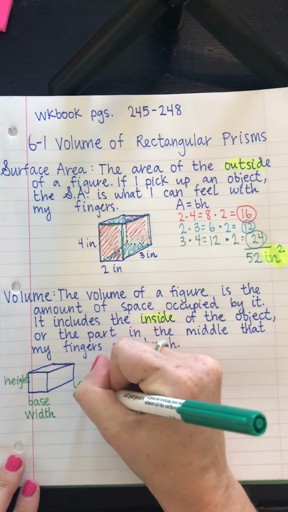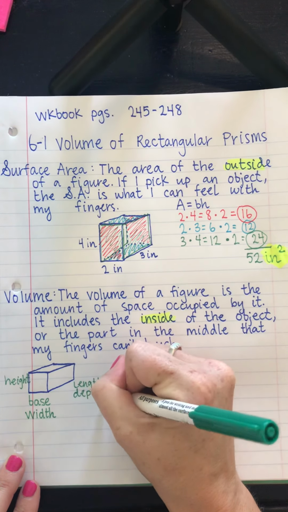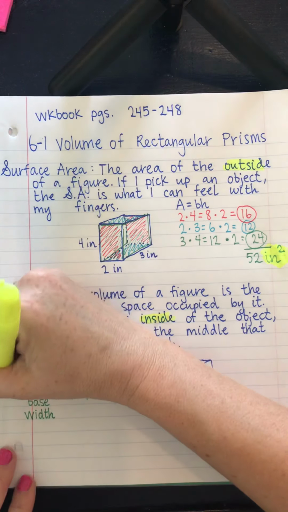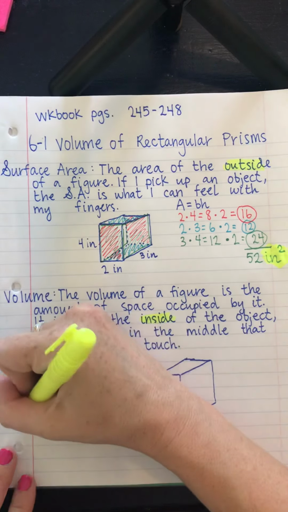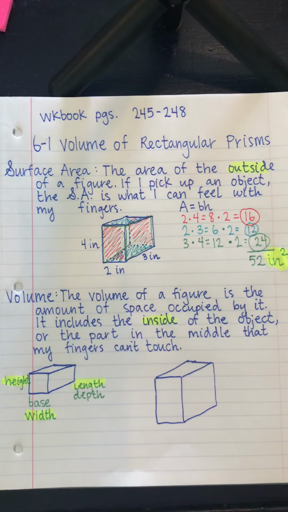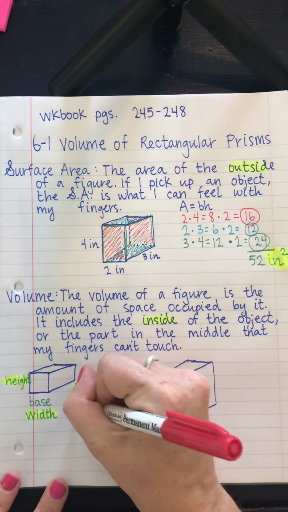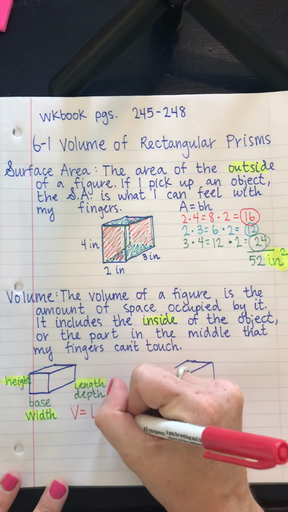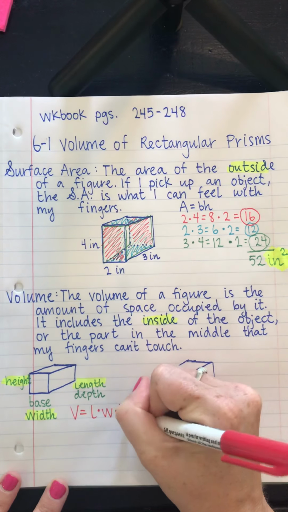And you might also know it as the depth. Okay, so all of those will work, but in Expressions, they're using height, width, and length. So our formula ends up being volume equals length times width times height.